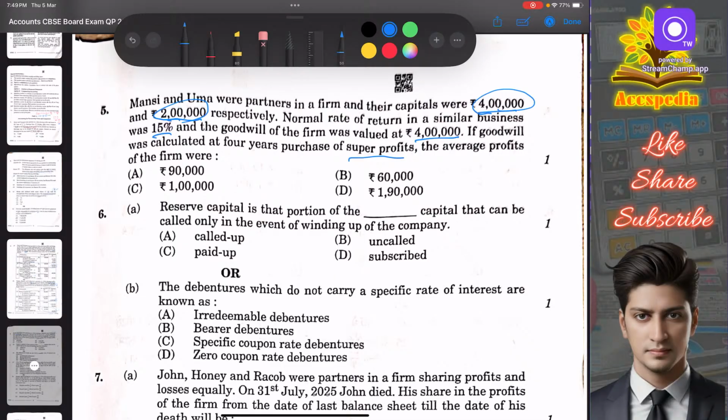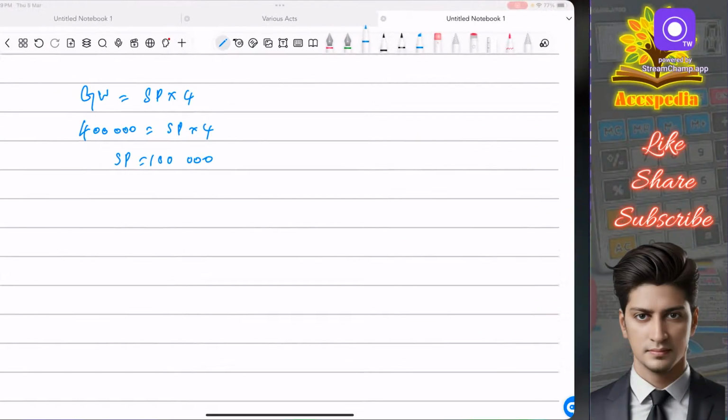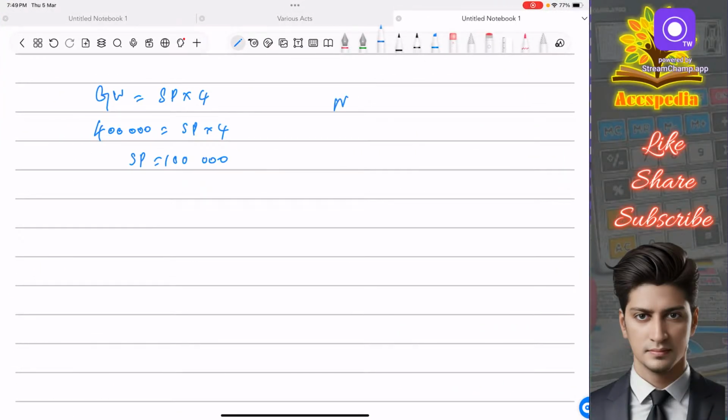So normal profit is 6 lakh into 15 by 100. NRR is 15%, so normal profit is equal to 6 lakh into 15 by 100. 10% is 60,000, 5% is 30,000. So 60 plus 30, 90,000 is the normal profit. Okay, so super profit is equal to average profit minus normal profit, that is 1 lakh. Now we know the normal profit is 90,000.